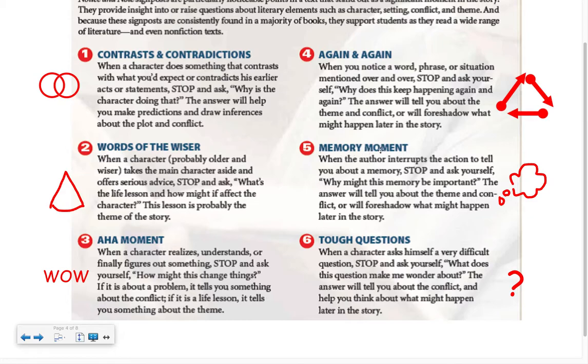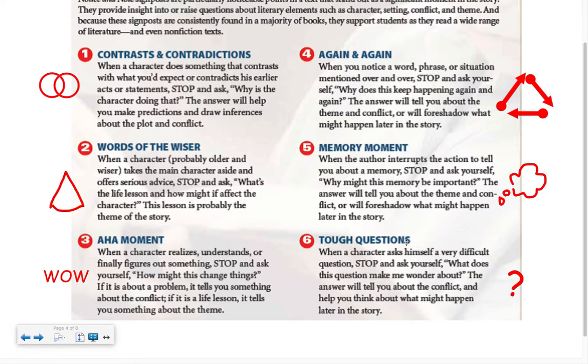Number 5 is a memory moment. And for my symbol, I'm using a thought bubble, so somebody's having a memory. And when I come across a memory moment or when somebody's having a flashback, I might ask myself, why might this memory be important?